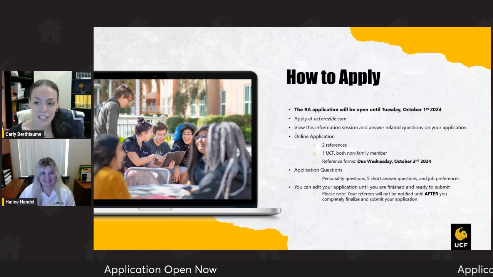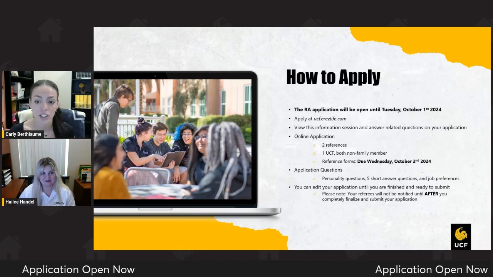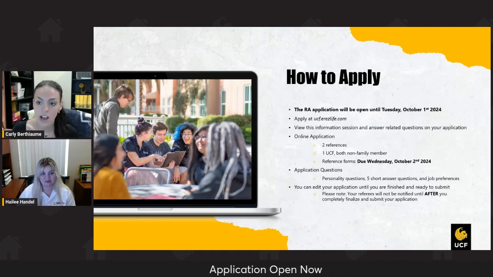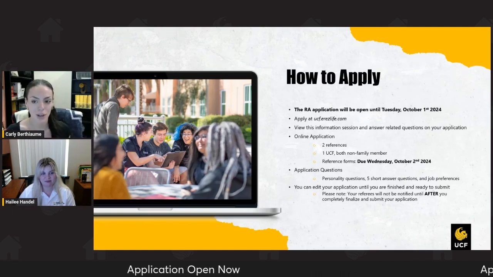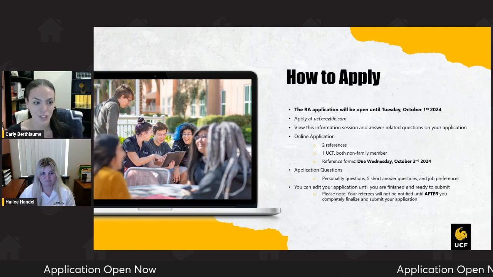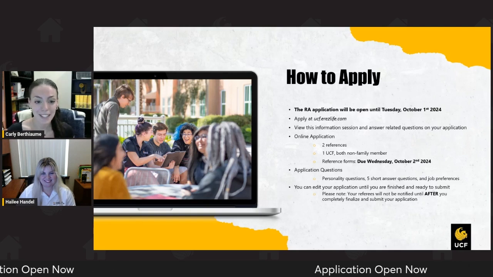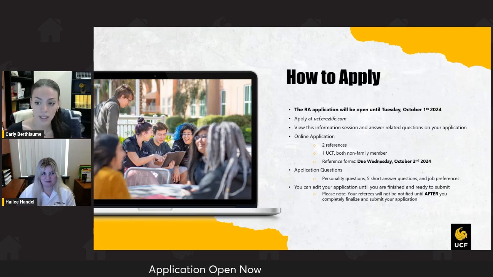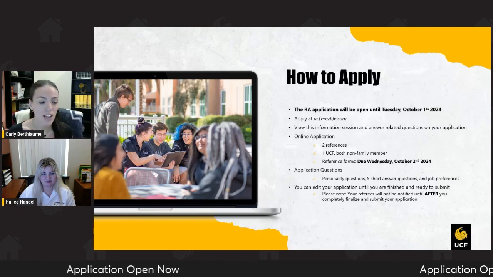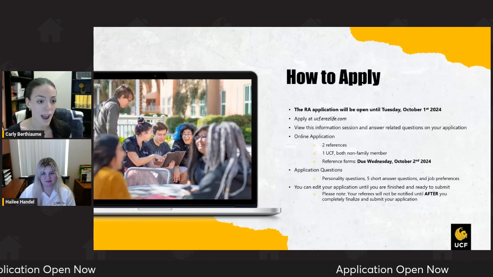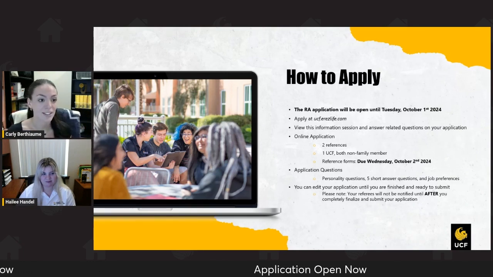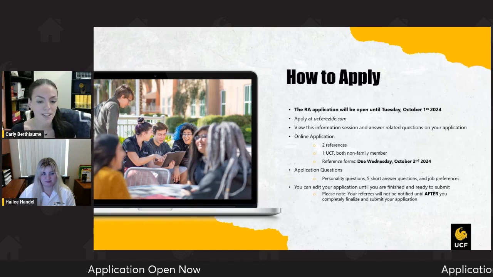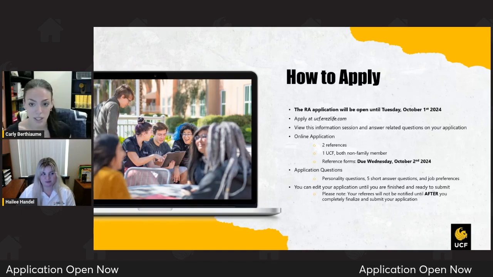As you continue through the application, you will be asked to provide 2 references. One we do prefer is from someone at UCF, but neither reference can be from a family member. Just keep that in mind. These references are due the day after the application closes, on October 2nd. They can only complete it once you have submitted the application, so make sure that once you submit it, you verify that your references have completed that, because they will not be able to do it until it is submitted.